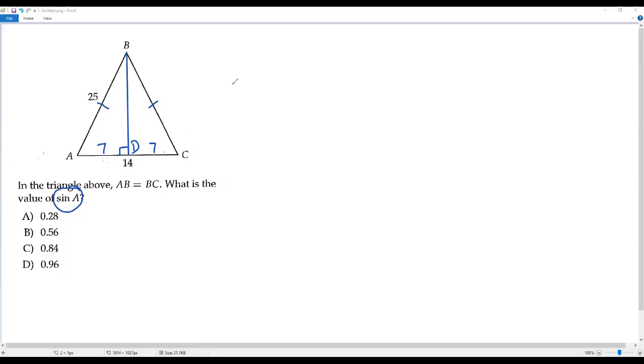So what is the formula to find the value of the trigonometric function sine? That is opposite side over hypotenuse. To find the value of sine A, we have to consider the interior angle measure in this right triangle ABD at the vertex A. Considering this interior angle at the vertex A, BD is the opposite side, because this side is opposite to the interior angle at the vertex A. And AB is the hypotenuse because it's opposite to the right angle.